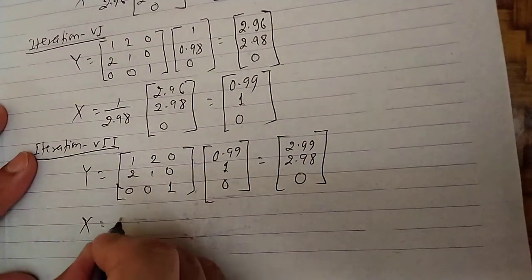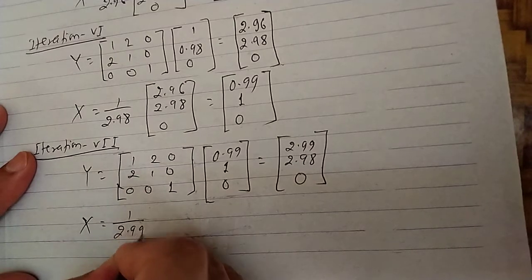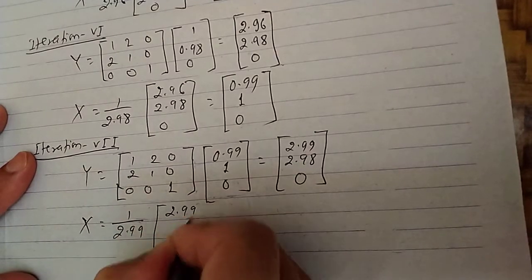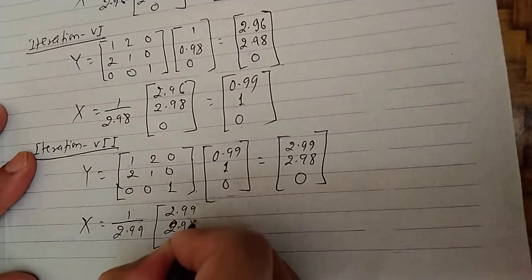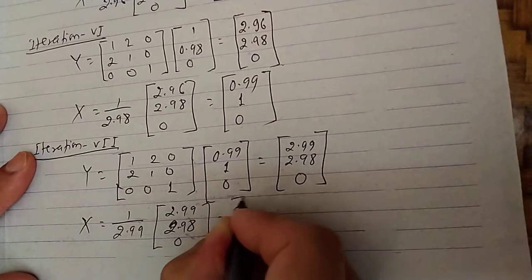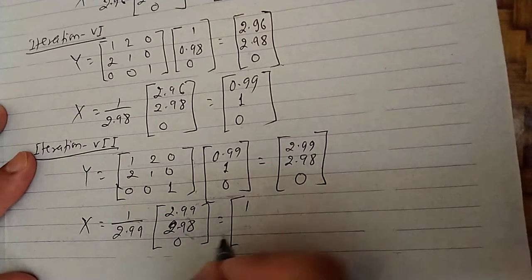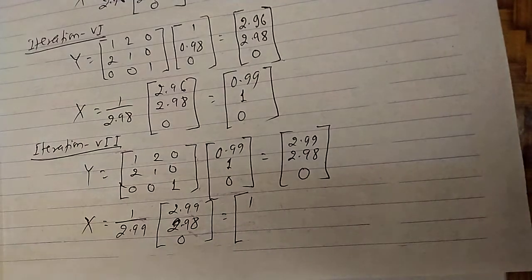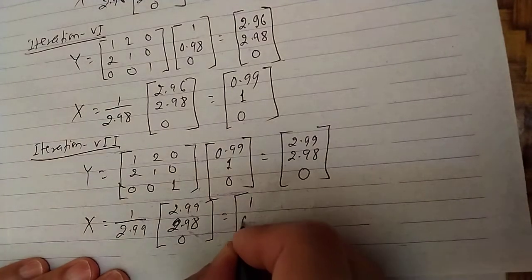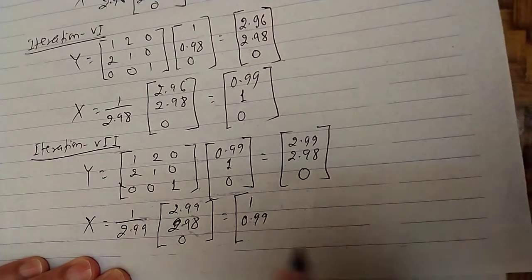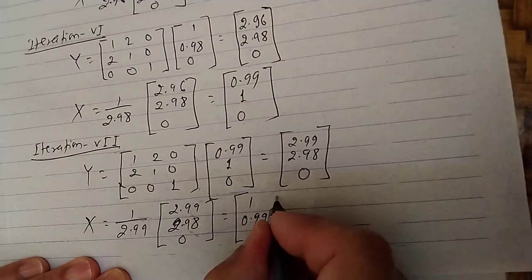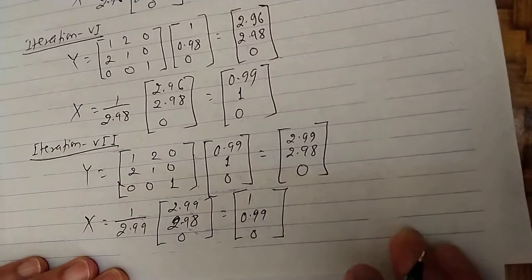So x will be 1 by 2.99, so [2.99, 2.98, 0]. So that will be equal to what? 1, and 2.98 divided by 2.99. How much is it? 0.9966, about 0.99. All right, we will omit it. You can write the 0 as well, but it's better if you write down 3-4 decimals.